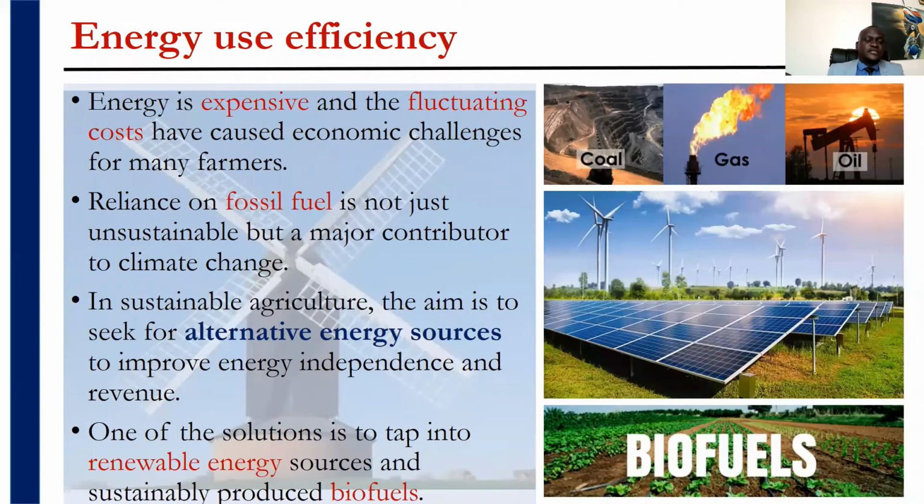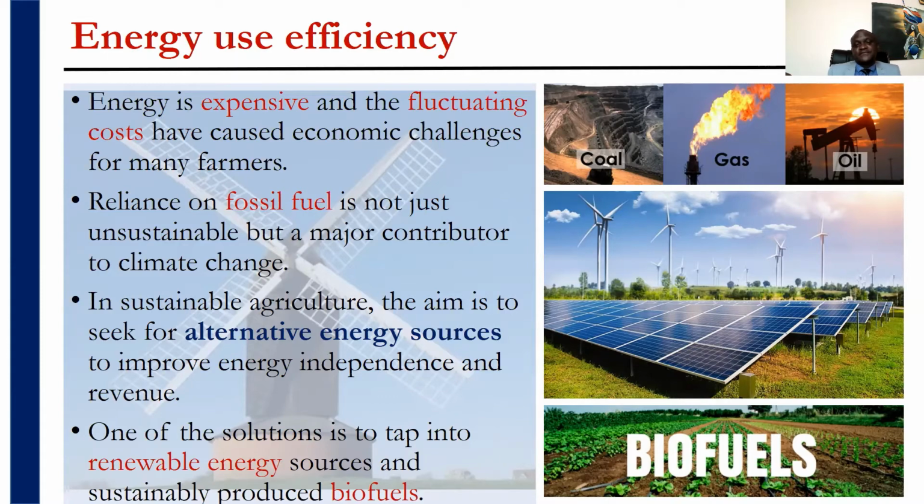Now, the next component, which is very important, is of course energy use efficiency. And here, energy is of course very expensive, and the fluctuating costs have caused economic challenges for many farmers. And of course, reliance on fossil fuel is not just unsustainable, but is one of the major contributors to climate change, even as the COP26 meeting concluded in Glasgow in Scotland recently. This is one of the things that was highlighted.